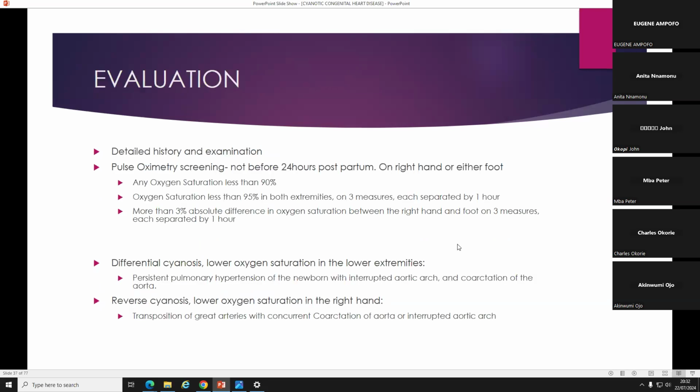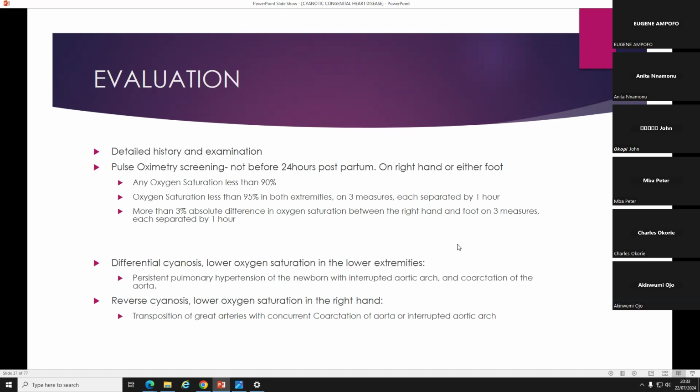Evaluation, of course, entails a detailed history and examination. You need to take obstetric history. You need to find out what is the family history of this patient. What was the mother exposed to? So obstetric history, family history, genetic history, detailed history and examination.